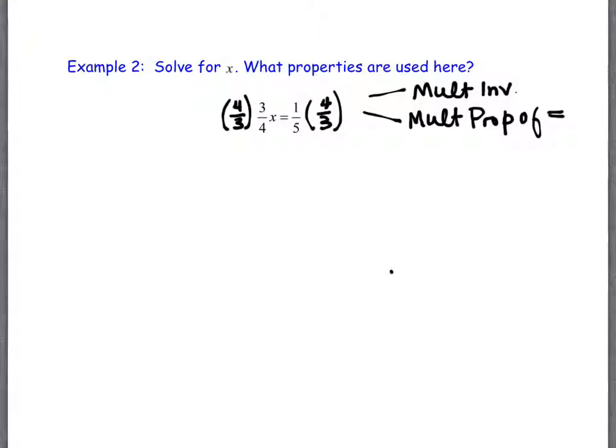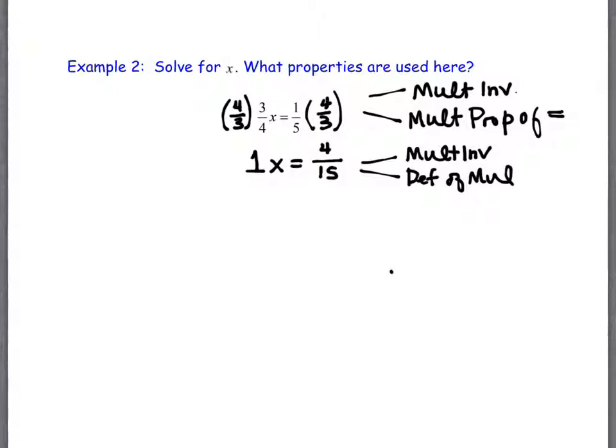Now, when I actually multiply the 4/3 times the 3/4, technically that becomes the number 1. And this one over here becomes the number 4/15. So when I do that, it became 1 because it's a multiplicative inverse. Okay, so in some sense I'm using the multiplicative inverse property again. And then I'm also using the definition of multiplication, right? That's how the 1/5 times 4/3 became 4/15. Multiply straight across, top and bottom.